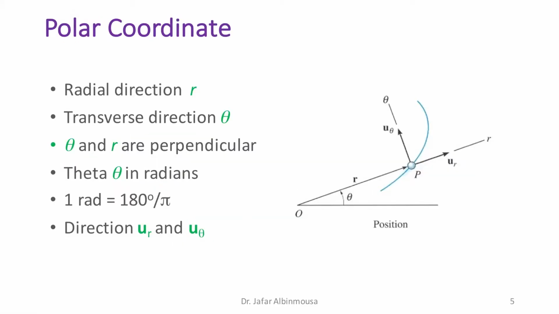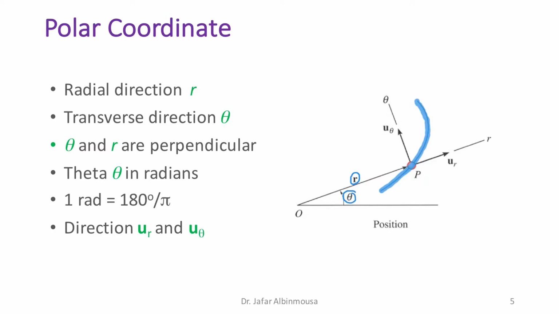So let's start with polar coordinate. In polar coordinate, basically, what we have is a particle which represents an object right here, and moving over a path which is shown here with the blue line. Now, if we want to use polar coordinate, then we need to construct a radial direction, which is shown here by this vector r, and we need to have a transverse direction which describes the rotation, represented by theta.